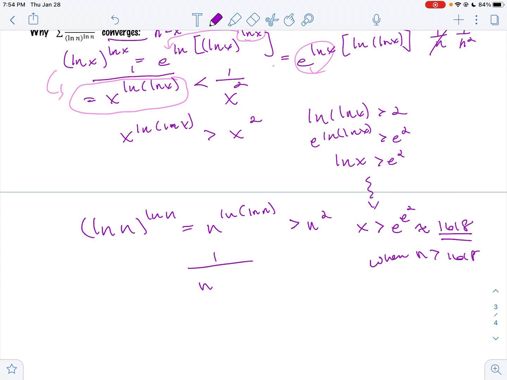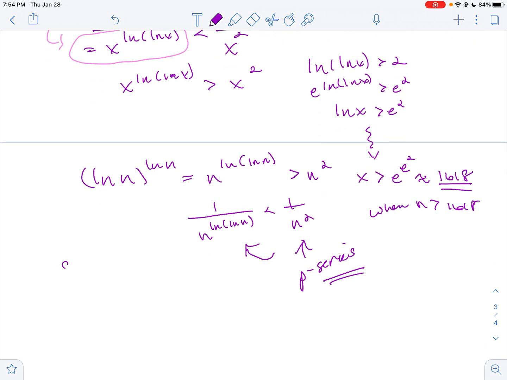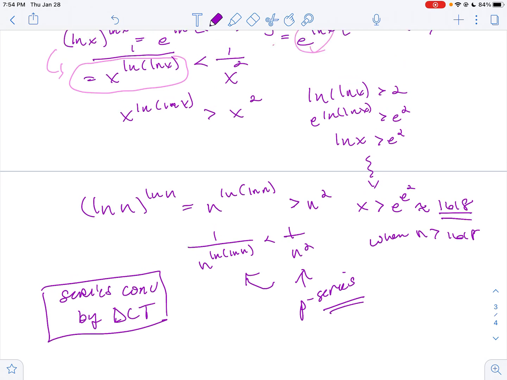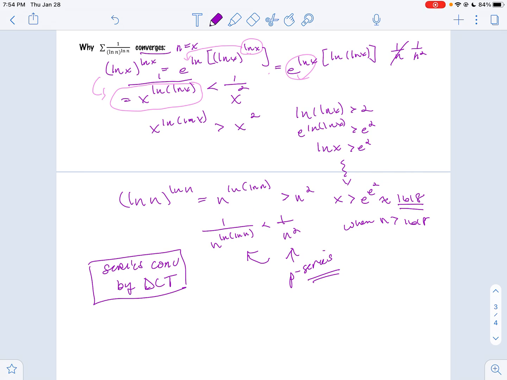So then if I flip that over, I get 1 over n to the natural log of n is less than 1 over n squared. Now 1 over n squared is bigger, and it converges, because it is a p-series. That implies by direct comparison that the other series converges. So our series converges by the direct comparison test using the p-series 1 over n squared. All right, so there we go.